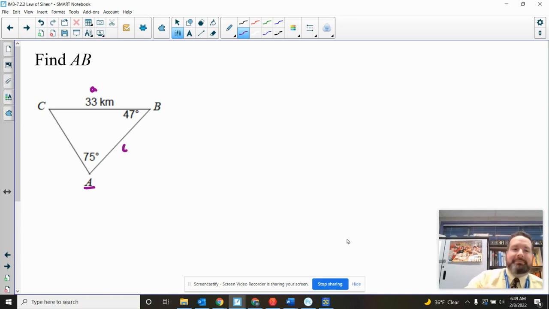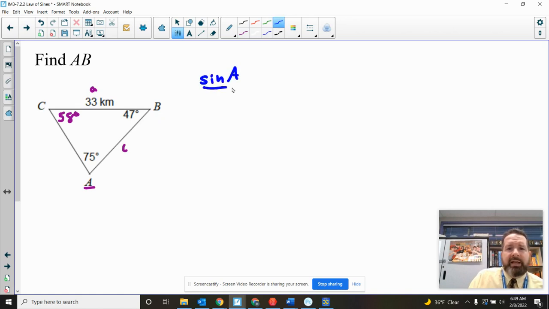Please don't overthink it. In a triangle, I hope you remember that all of the angles add up to 180 degrees. So to get this angle measure, let's just take 180 minus 75 minus 47. So this angle over here is 58 degrees. Now we've got the information we need to set things up.